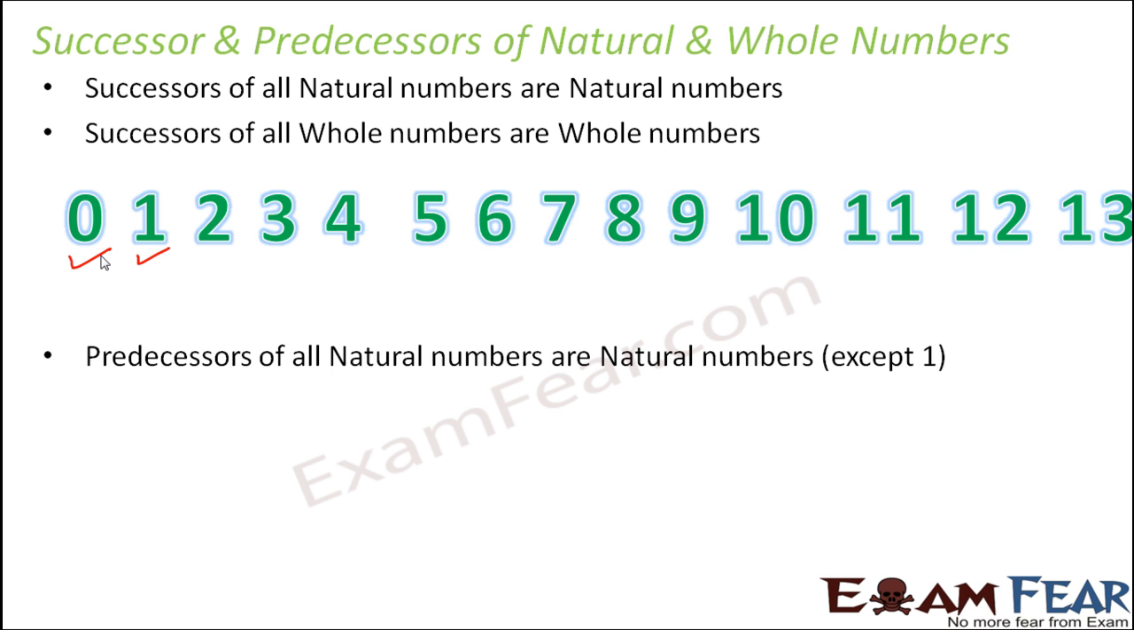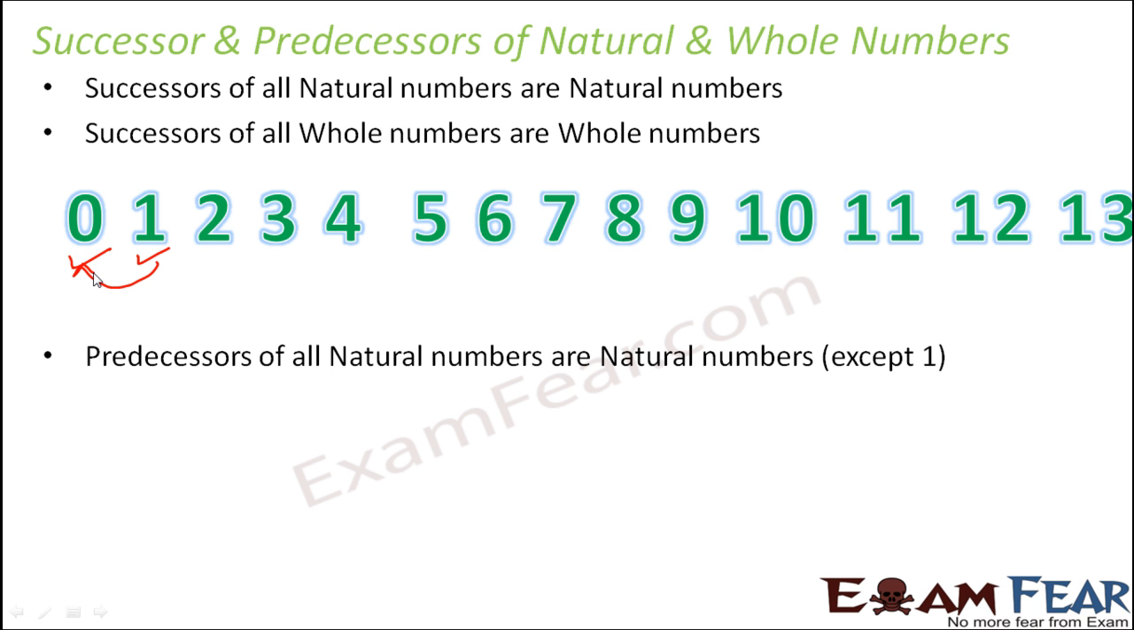Similarly, when we look at the predecessor, we see that predecessors of all natural numbers are natural numbers except 1. Why? Because the predecessor of 1 is 0 and 0 is not a natural number. So 1 is the only exception. Except 1, all other natural numbers have predecessors that are also natural numbers.